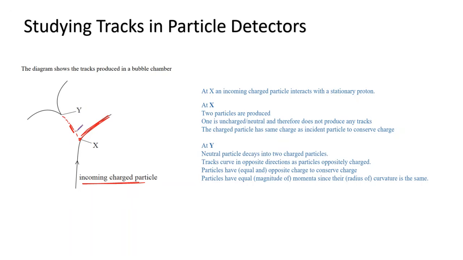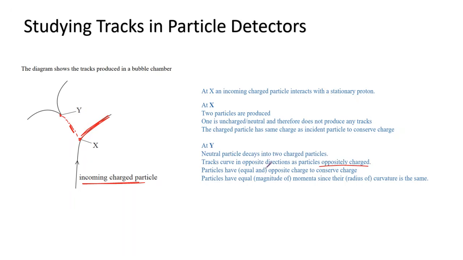Now let's talk about the uncharged particle. So the uncharged particle decays at y. What happens at y, everybody? So to conserve charge, if the total charge was 0, the total charge after must also be 0. So you have two particles with opposite charges, one positive, one negative. And since the whole thing is mounted in a magnetic field, two opposite charges will always deflect into opposite directions. So let's look at the points for y. A neutral particle decays into two charged particles. Tracks curve in opposite directions because particles are oppositely charged.